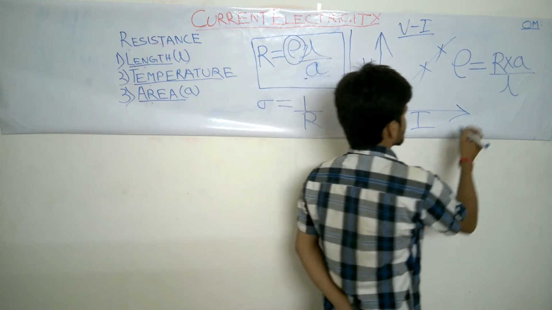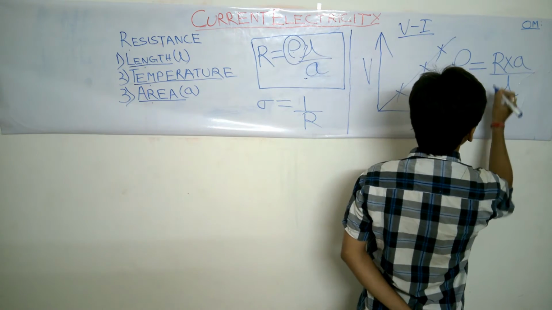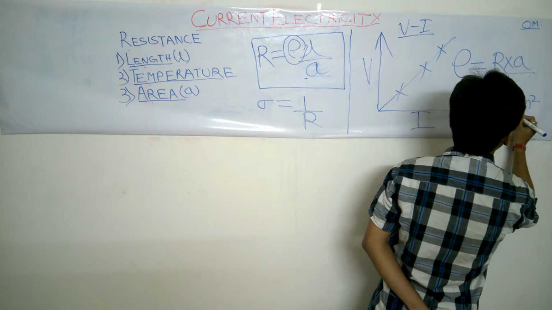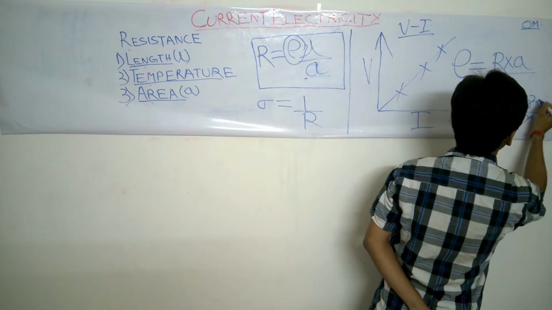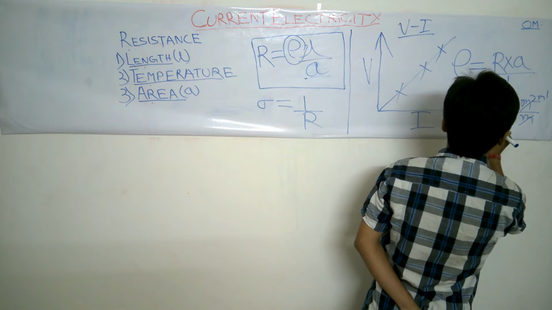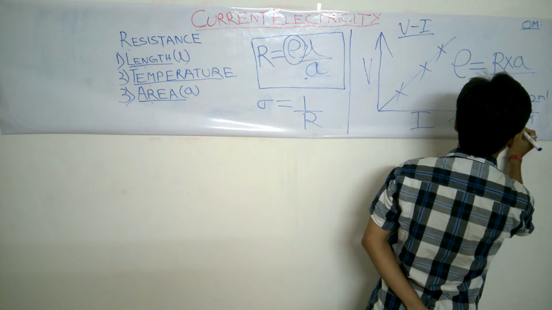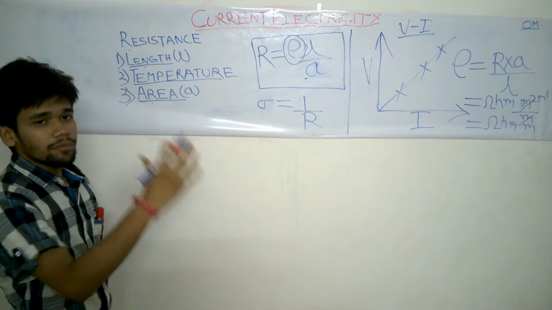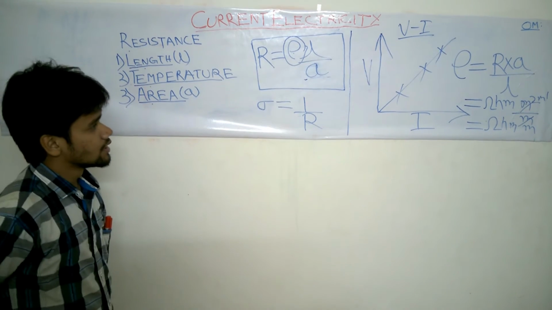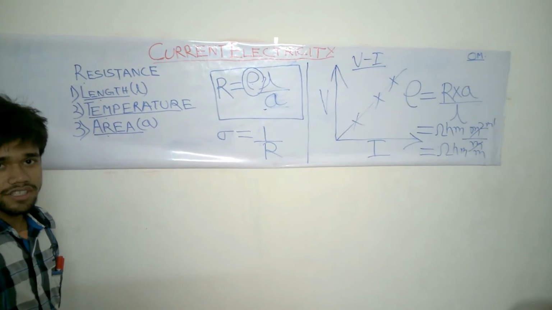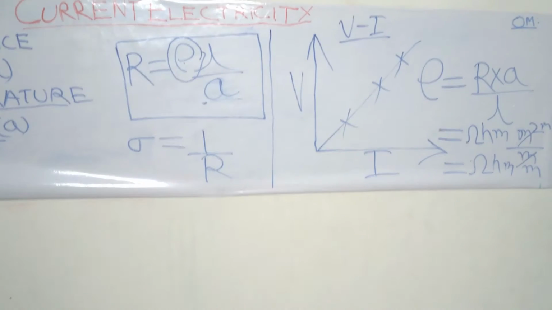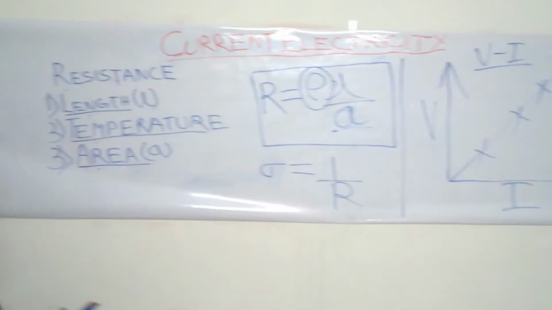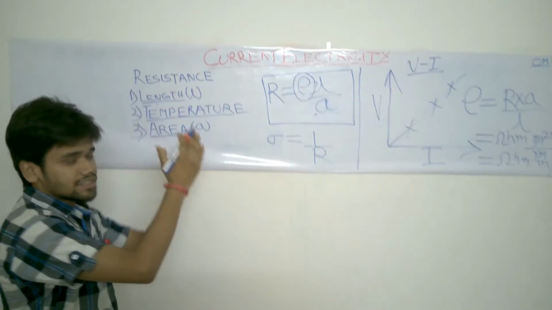Now the unit of resistivity: the unit of resistance is ohm, area is meter square and length is meter. So as these cancel, we have the unit of resistivity as ohm meter. So this was the concept of resistivity. From this concept, you will get many problems related to this chapter. So basically, in these two lectures, I have summed up the whole concept of current electricity: current, voltage, resistance, Ohm's law, resistivity, and ohmic and non-ohmic conductors.